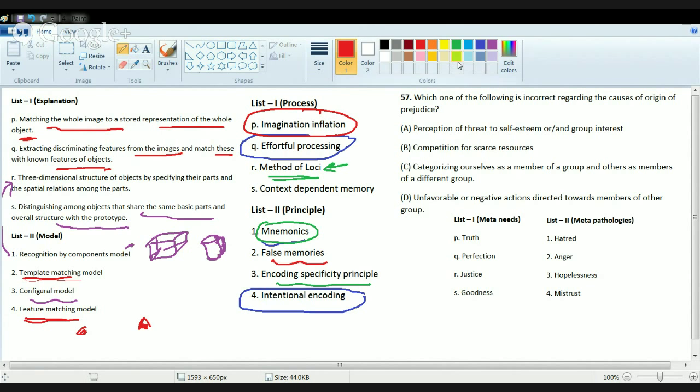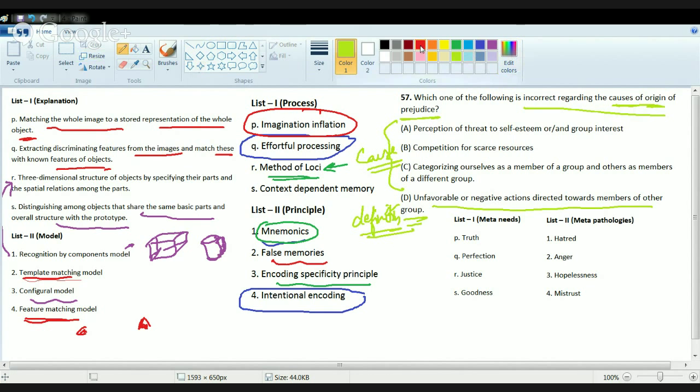The next question: which of the following phrases is incorrect regarding prejudice? Unfavorable or negative actions towards a member or a group of people is the definition of prejudice, and it's not one of the causes of its origin. So all three are causes except the last one.